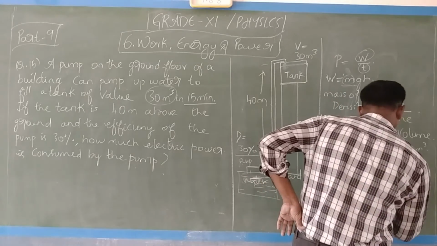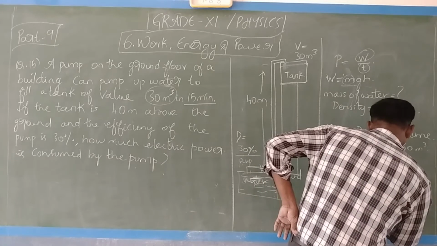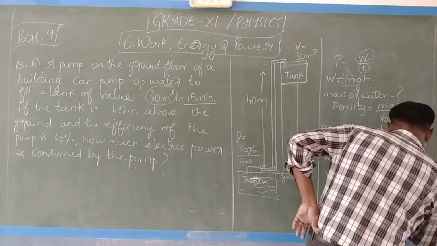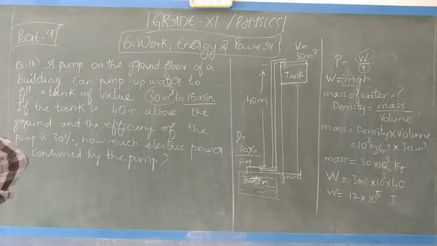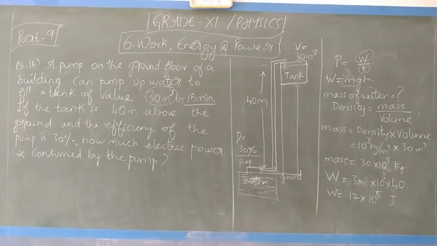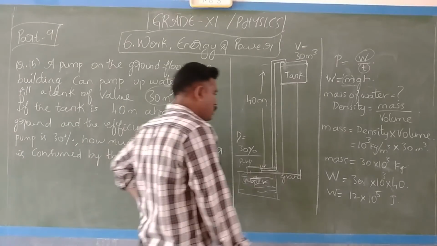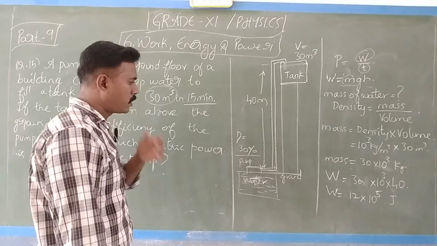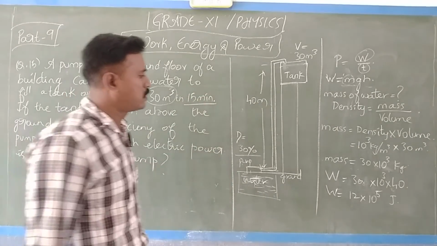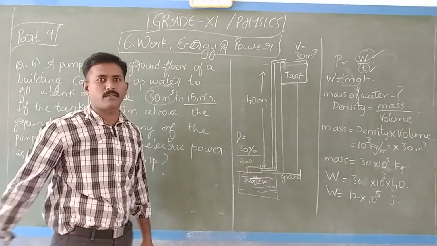So 30 into 10 power 3 or 12 times 10 power 5, 12 into 10 power 5 joules. Okay, now I know the work done. Now, how to find the next one: this value I found out, this value is already given. So now I can find the power.